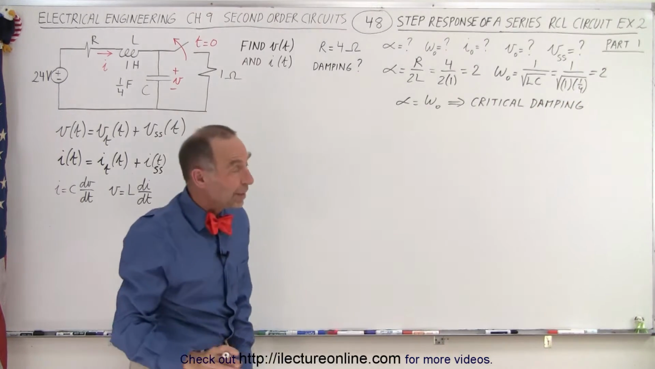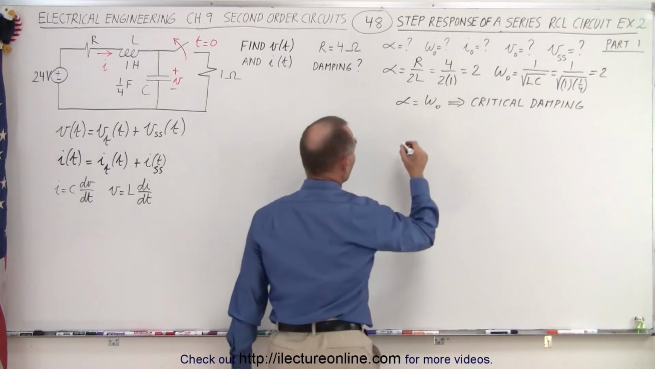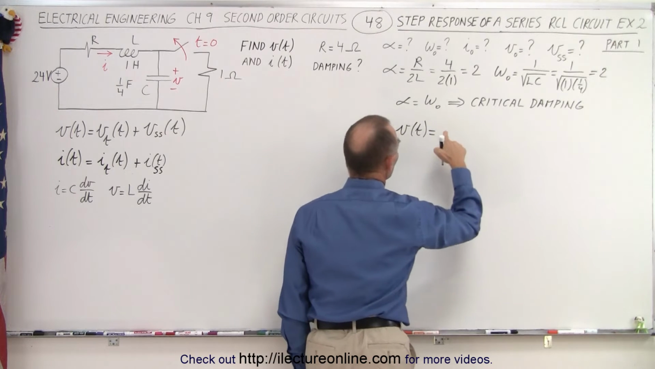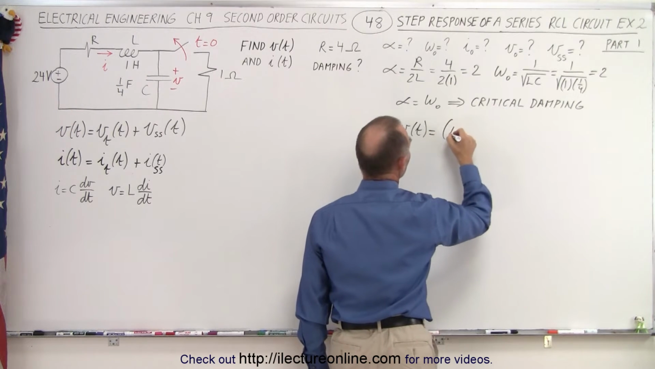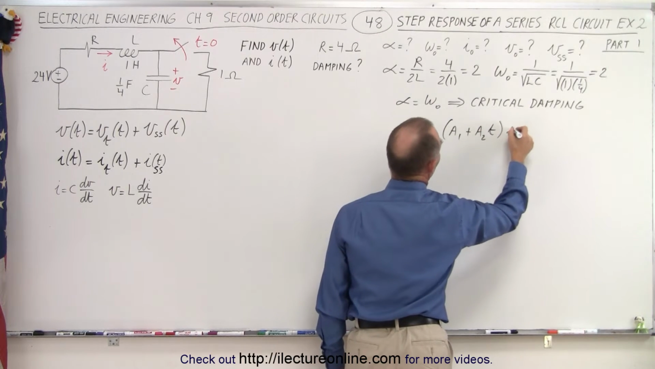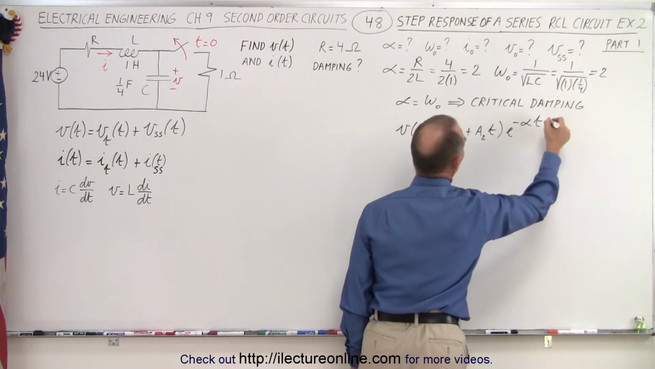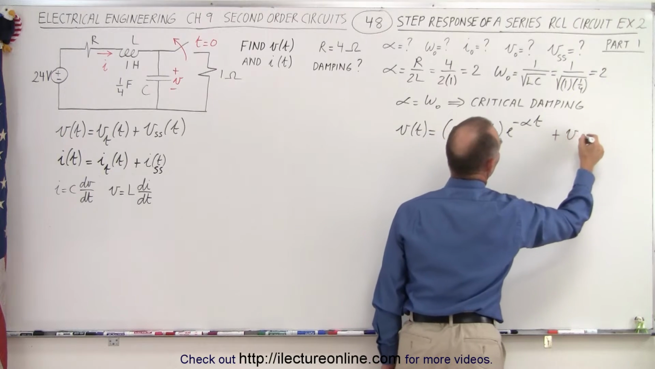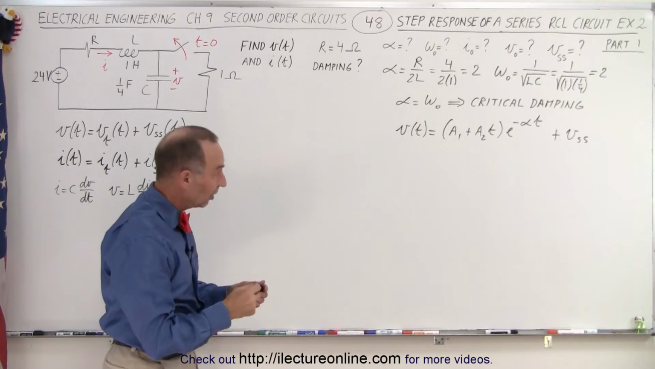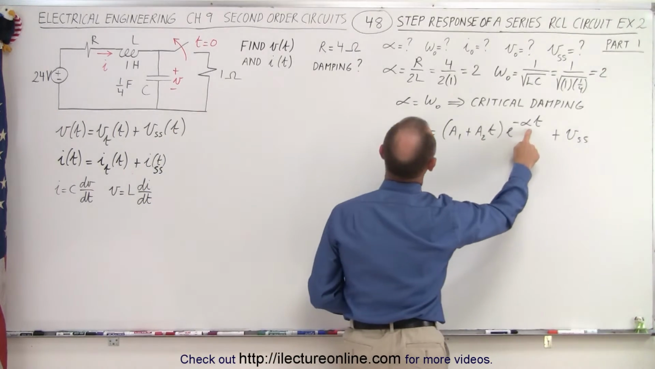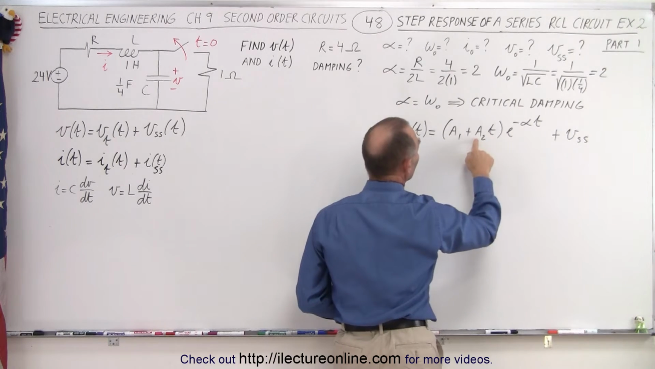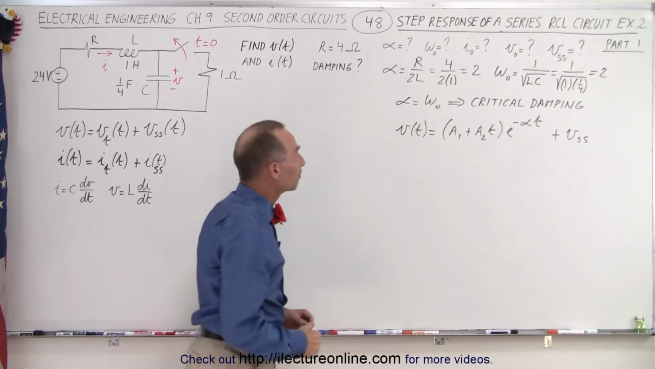When we have critical damping, the general equation will look as follows. It'll say that the voltage as a function of time is going to be equal to the transient part of the voltage, which is going to be (A1 plus A2 times t) times e to the minus alpha t. And of course, we have the steady state voltage as well, which we need to add. And so in this case, what we need to do is find alpha, which already we did. Then we have to find A1 and A2 and the steady state voltage.